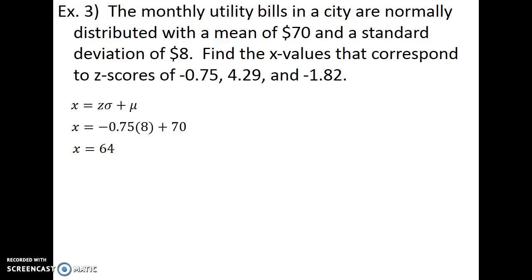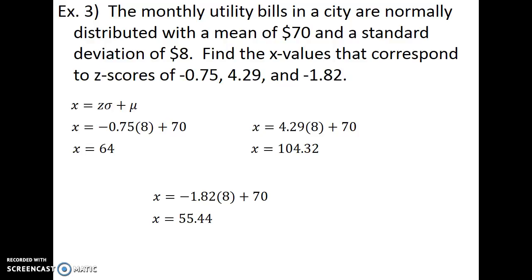So we found that the x value would be 64. If you have a value of 64, it is 0.75 standard deviations below the mean. So if I use 4.29, that's a lot of standard deviations above, and we find out it's 104.32. It's significantly higher than the mean. And negative 1.82 would be below the mean. You can find that it's 55.44.